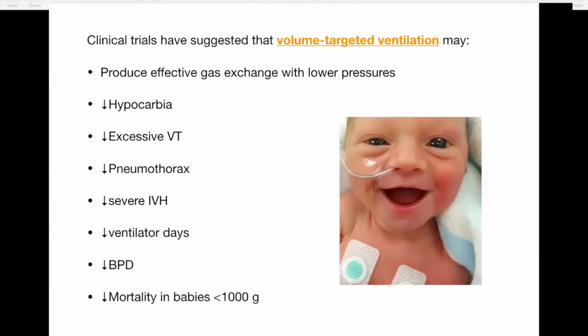Having a more stable CO2, we can avoid severe IVH, decrease the ventilator days, decrease the chance of developing bronchopulmonary dysplasia or chronic lung disease, and reduce the mortality in small babies.